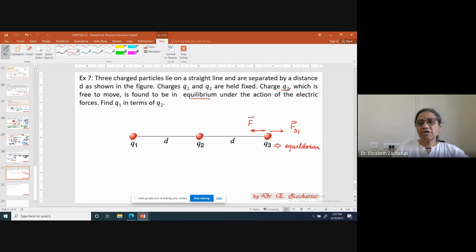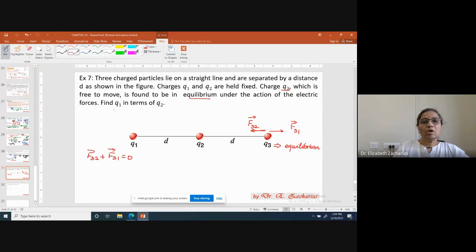Then what will this other force be? Force on 3 because of 2. Now the sum of these two should be equal to 0. So let's write this: F32 plus, vectorially, F31 equal to 0. Then only can you say that this charge is in equilibrium.